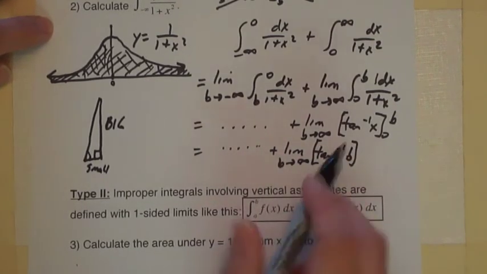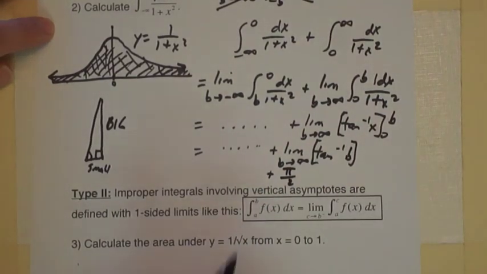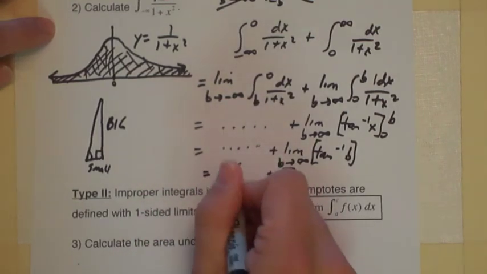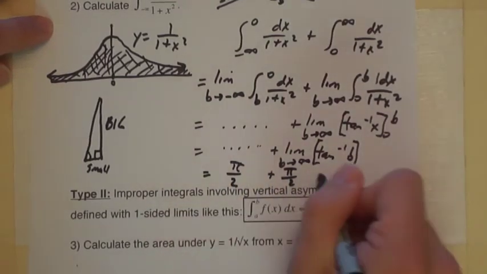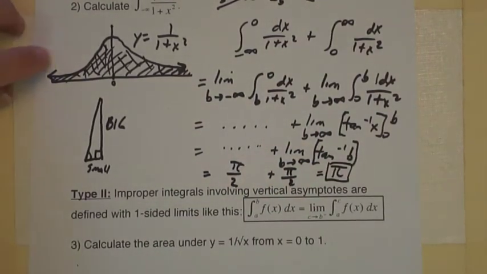So this thing is pi over 2. Now, you could actually work out this other one, but by symmetry, it's also pi over 2. And so the answer is pi over 2 plus pi over 2, which is pi. And that's the area here.